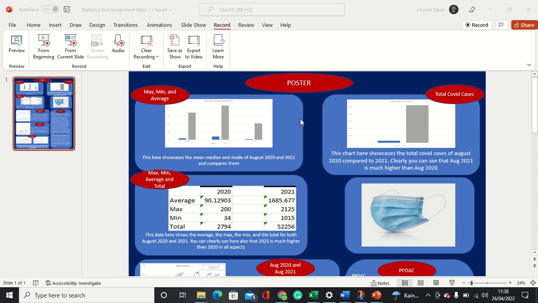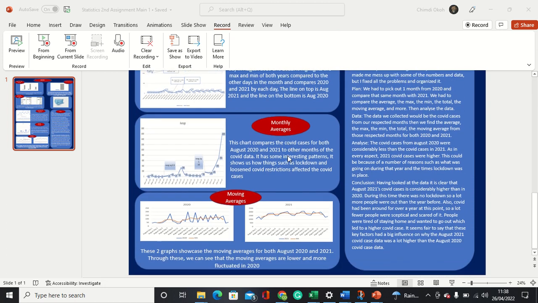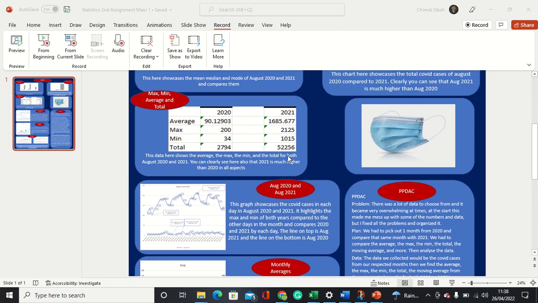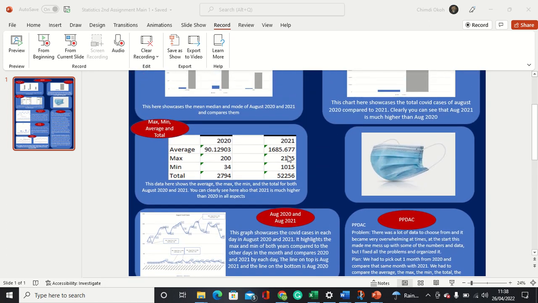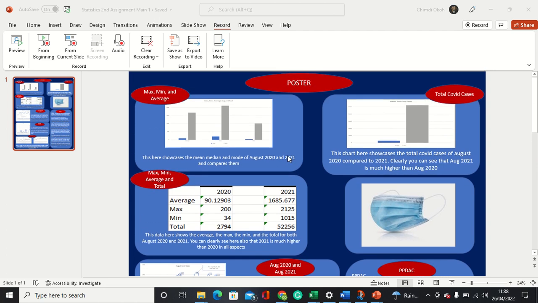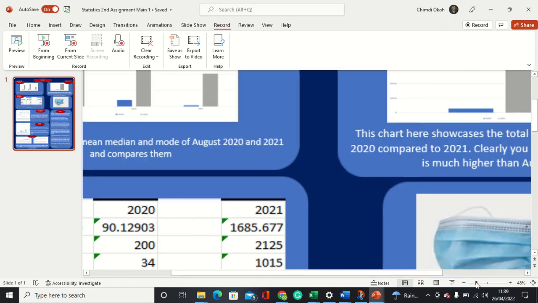Hi. So this here is my second statistics assignment poster. Today we are going to go through all the graphs and charts that have been showcased in this poster. They can be quite hard to see, so I'm going to zoom in. To zoom in, you go here to the bottom right, and I'm going to go into 66%.